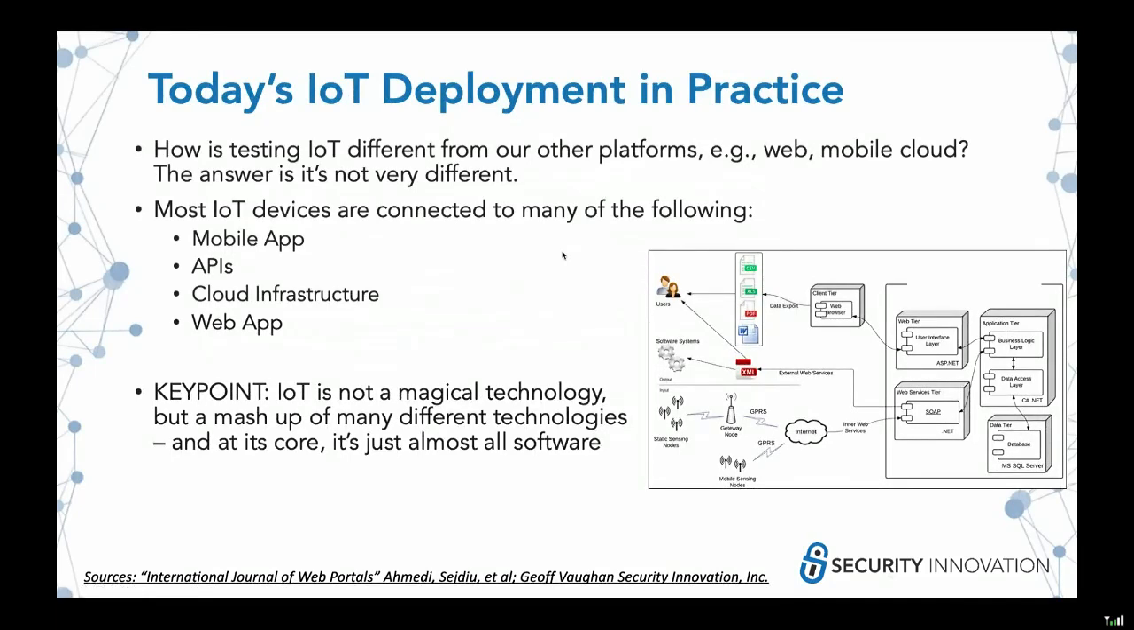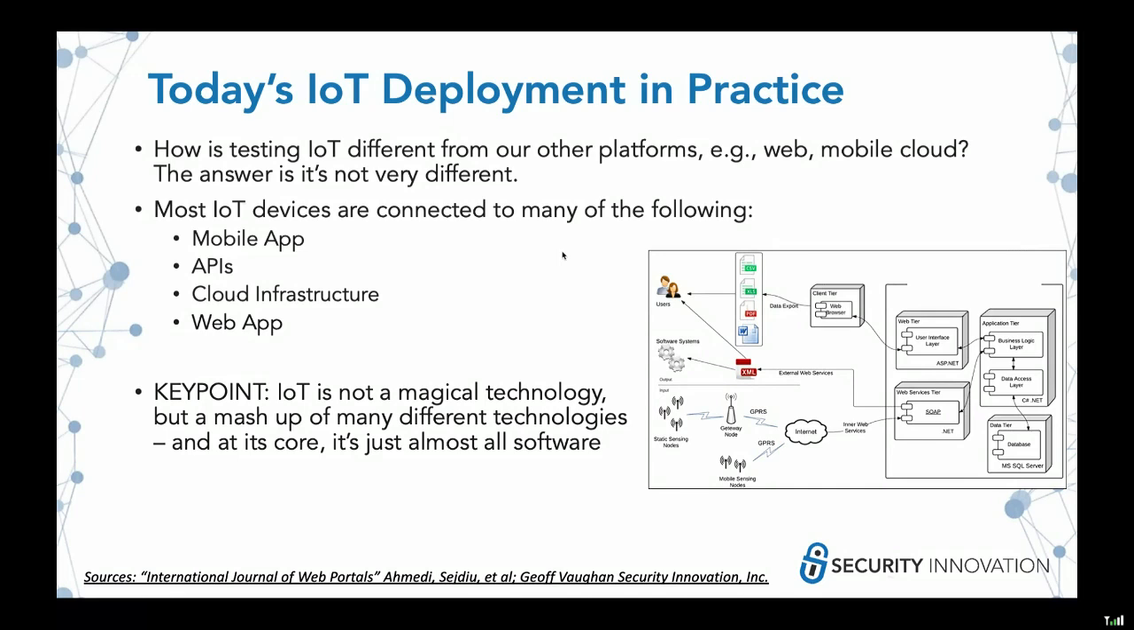We often get asked the question here at Security Innovation: how is IoT testing different than other platforms like web applications and mobile or cloud applications? And the fact is they're not particularly different. In fact, most IoT systems that we've seen, even if it's just a couple of IoT devices deployed, are usually communicating with some type of software application, whether it's a mobile application or a web application. Almost all of them have APIs because that's the easiest way to get data into and out of IoT systems and other types of applications.